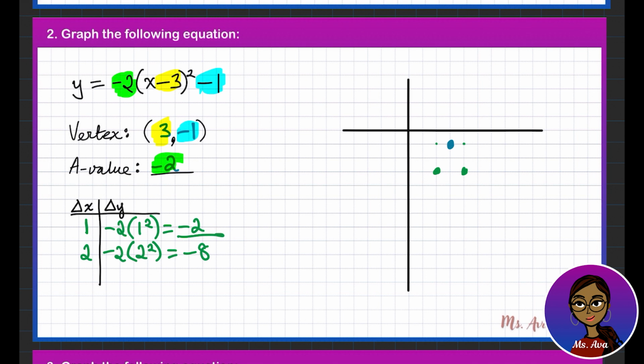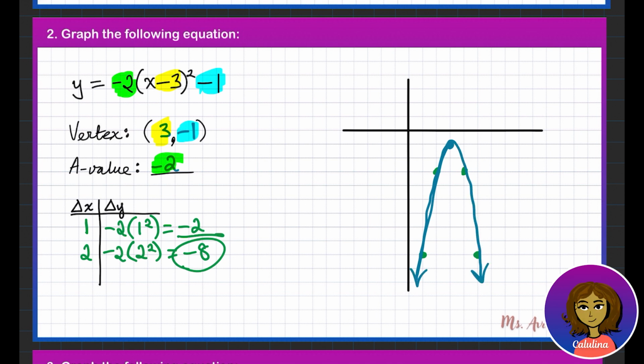And then what about when I go 2 units to the right and to the left of the vertex? So here and here, then what do I have to do? You have to go down 8. Yes, that is correct. So right there and then right there. Okay, and then that is good enough information for us to go ahead and draw the rest of the graph here like this. Good? Yes.